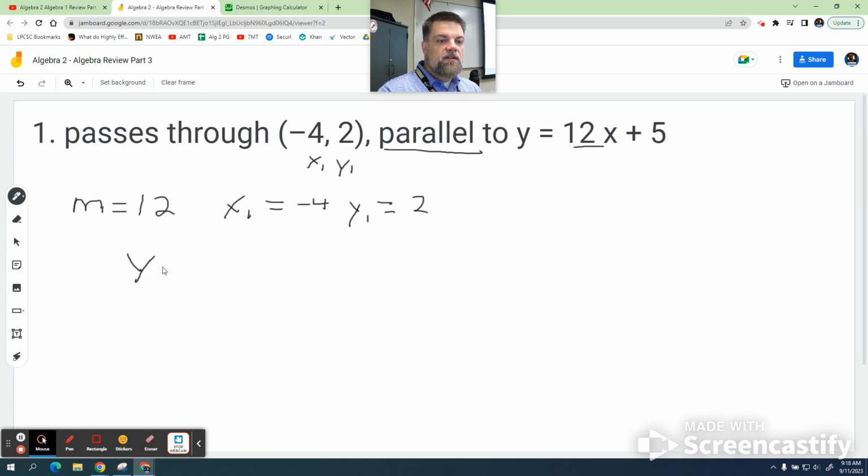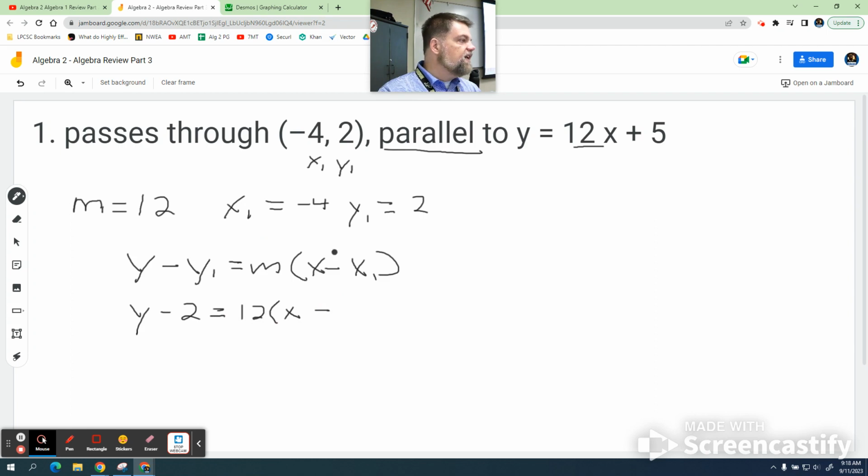Yeah, very good. Y minus y sub 1 is equal to m times the quantity x minus x sub 1. Plug that in, so we say y minus 2 is equal to 12 times the quantity x minus, x sub 1 is a negative, so we've got to write the negative down.